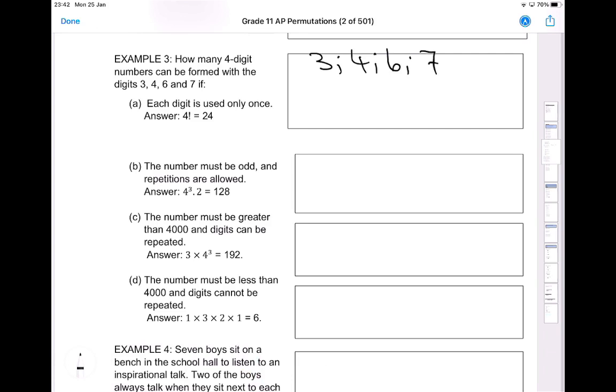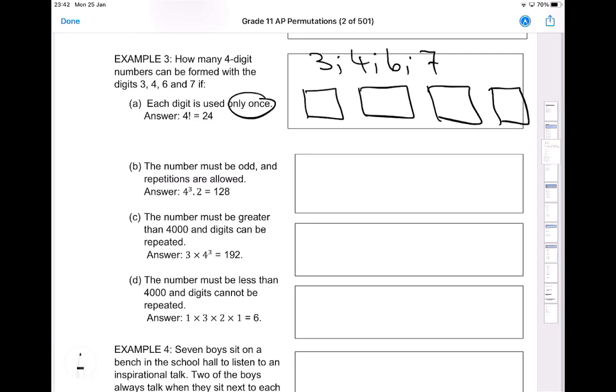And we must form 4-digit numbers. So there are 4 positions to be taken up because we need to form a 4-digit number. Each digit should be used once. If you read carefully, it says each digit should be used once, so we can't repeat a digit. Now, in the first position, we can use any of those 4.